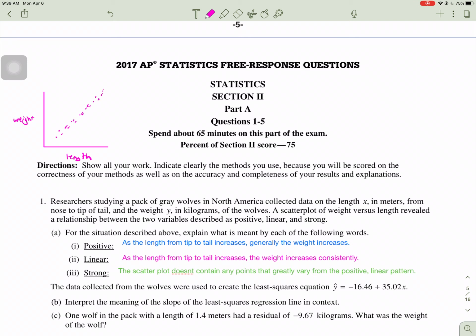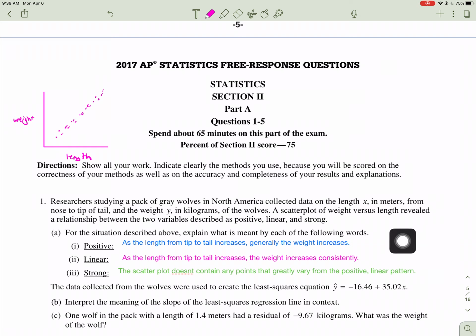So how do we describe this? And this is something that's a little tricky for students sometimes. So for the situation described above, explain what each means. So these are my interpretations. Positive, I wrote, means that as the length increases, the weight generally increases. And generally is an important word because it doesn't always happen, but generally the pattern is positive. Generally as length goes up, weight goes up.